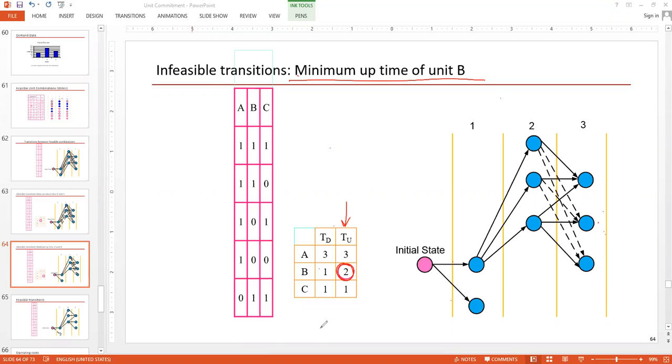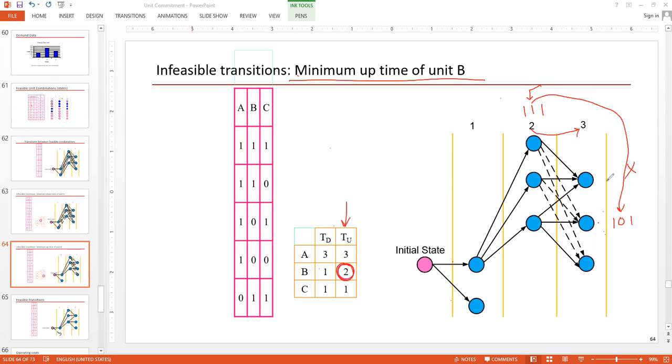So let's check. These are the infeasible transitions, again shown by the dotted arrows or the dotted lines. This is one of them. Let's write it down. What is this? 1, 1, 1. This is 1, 1, 1, which means unit B is on here at the middle. What is this? This is 1, 0, 1. So you see, unit B was turned on, and then it is asking to turn off unit B within 1 hour, from hour 2 to 3.